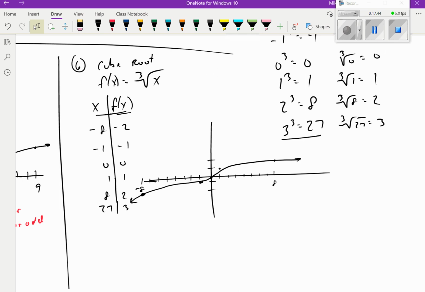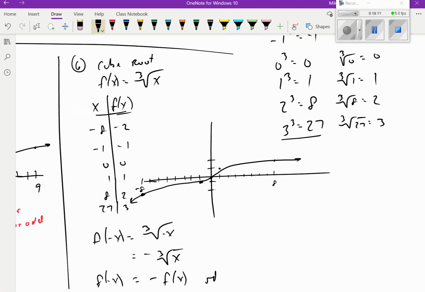And so on this function, what do we have if I plug in negative x? Then I end up with the cube root of negative x. And the cube root of a negative is going to be negative, so I can just pull that out front, because negative times negative times negative is going to be negative. So that really is the negative of f of x. So if f of negative x equals negative f of x, by definition, that is an odd function. That means we are also symmetrical about the origin.